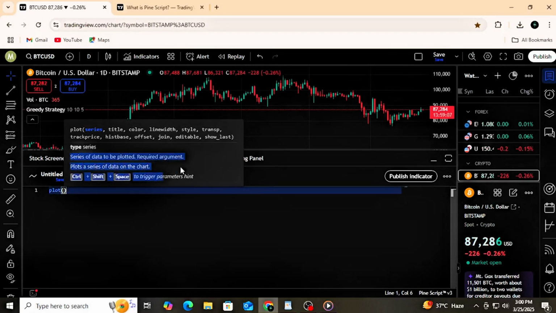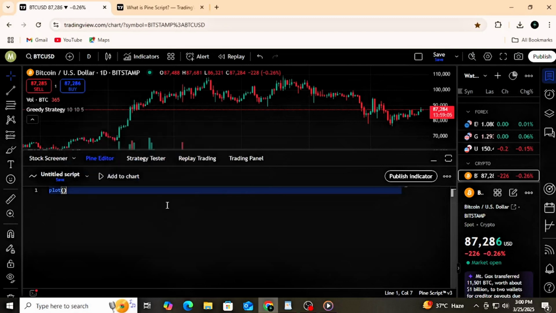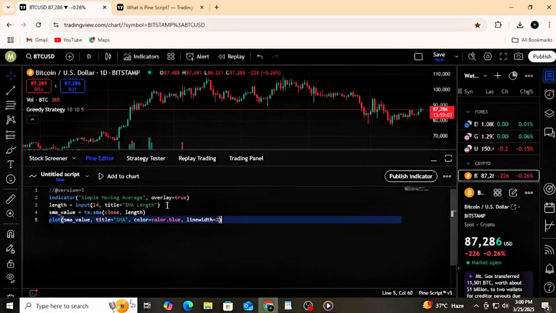For example, if you want to display a simple moving average, you can use the Simple Moving Average function, which calculates the moving average over a specified period. The result is then plotted using the plot function.